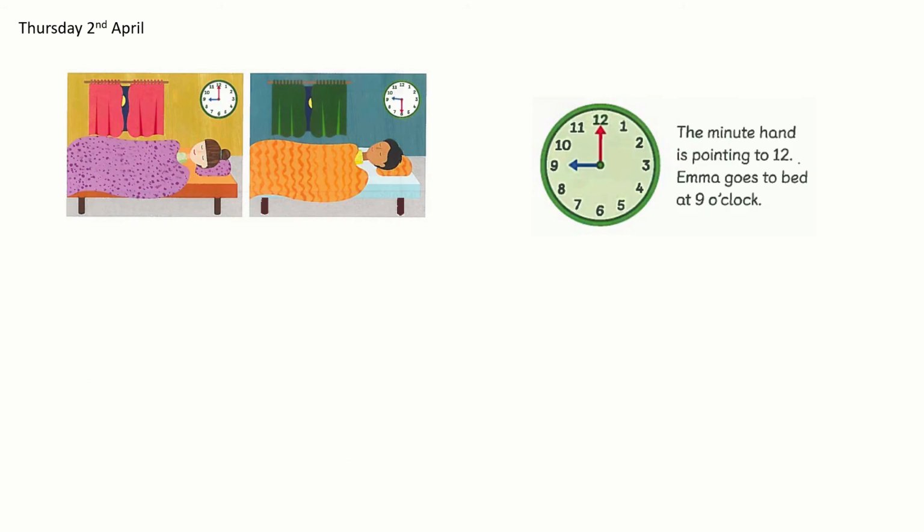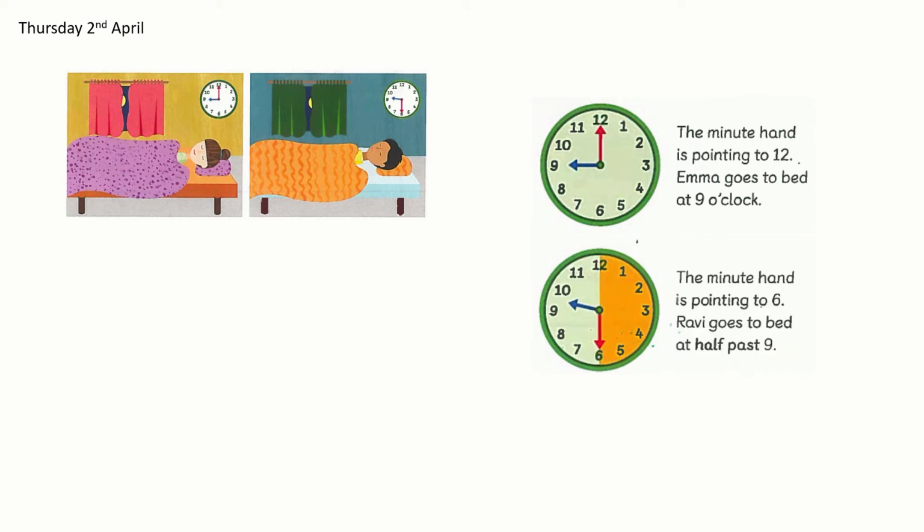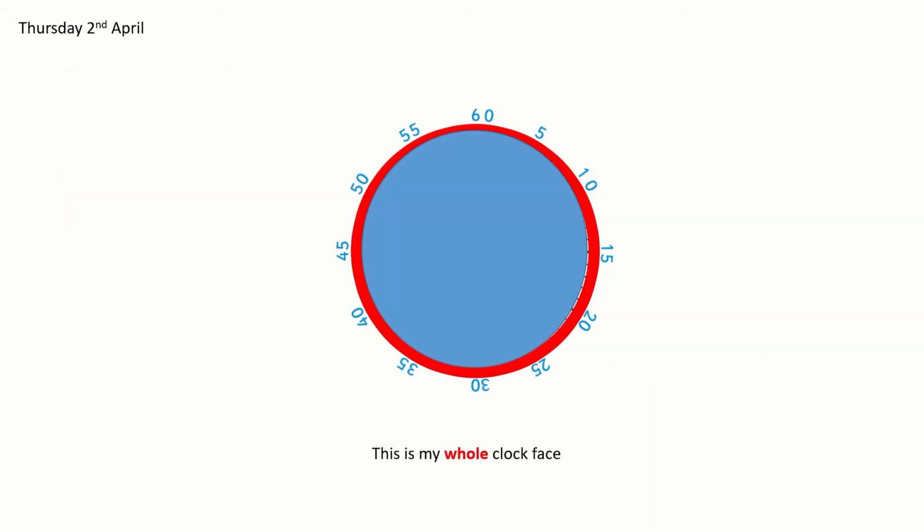Well, Emma, the girl, like we said, she's got her minute hand pointing to 12, and she's got her small hand pointing to 9. So that means it's 9 o'clock. Ravi, however, has a different thing on his clock. His minute hand is pointing to the 6, which is right in the middle, down at the bottom. And his small hand is between the 9 and the 10. That means he's gone to bed at 9:30. And that's what we're going to learn about today, Year 1.